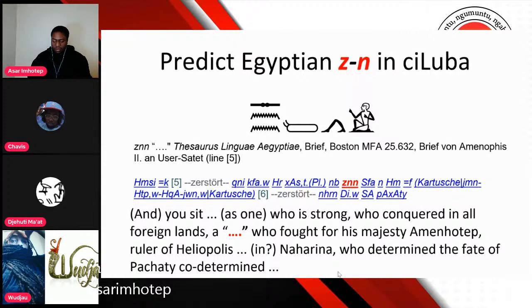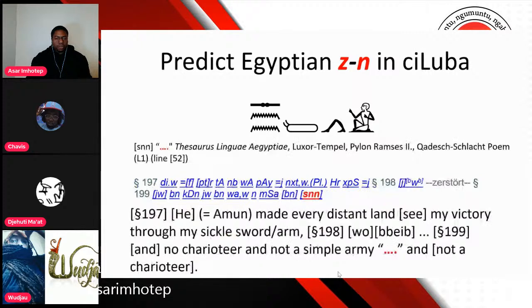All right. Yeah, I agree. We would have to see at least another example to see if that is in fact the case. So let's do one more. So this is the source again, TLA, and the Luxor Temple, pylon of Ramesses II. In the blue is the hieroglyph transliteration. And as I said earlier, Z becomes S. So they have it as SNN this time.